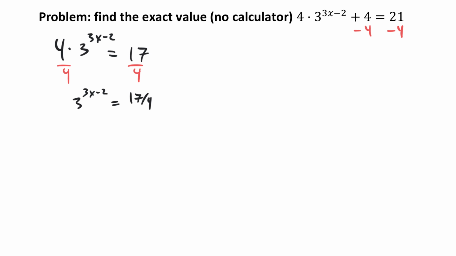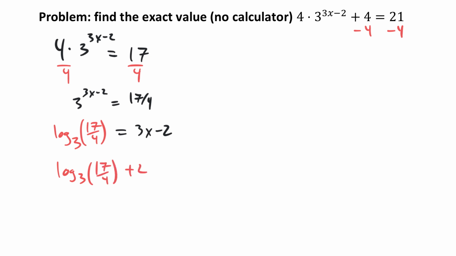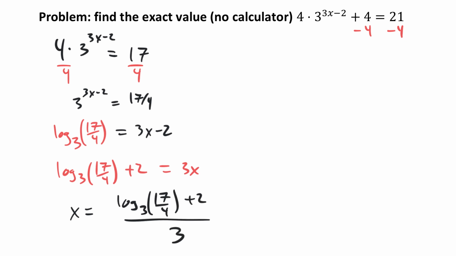Okay, now I'm going to convert to log form. It's going to give me log base 3, 17 over 4 equals 3x minus 2. Got to move that 2 over. So you get log base 3, 17 over 4 plus 2 equals 3x. Got to divide out the 3. So x equals log base 3, 17 over 4 plus 2, divided by 3.